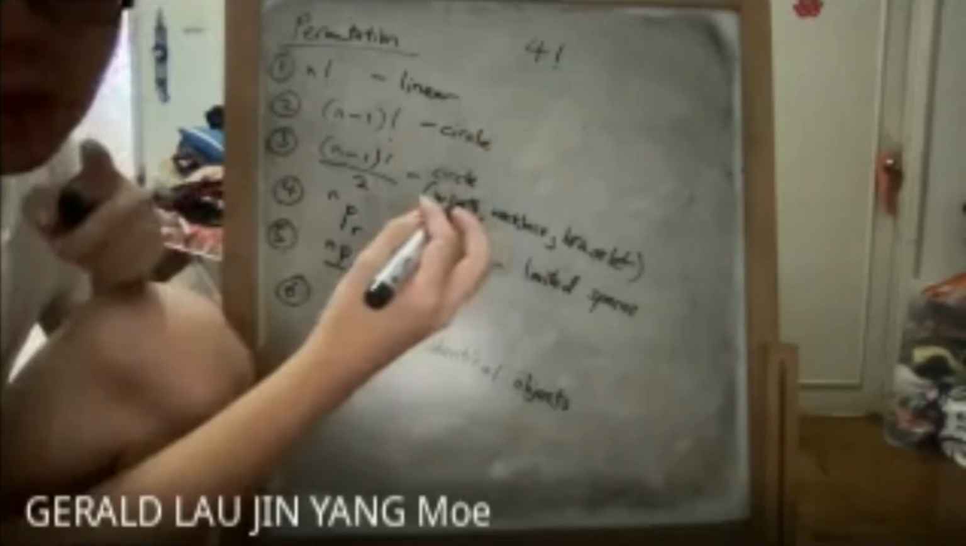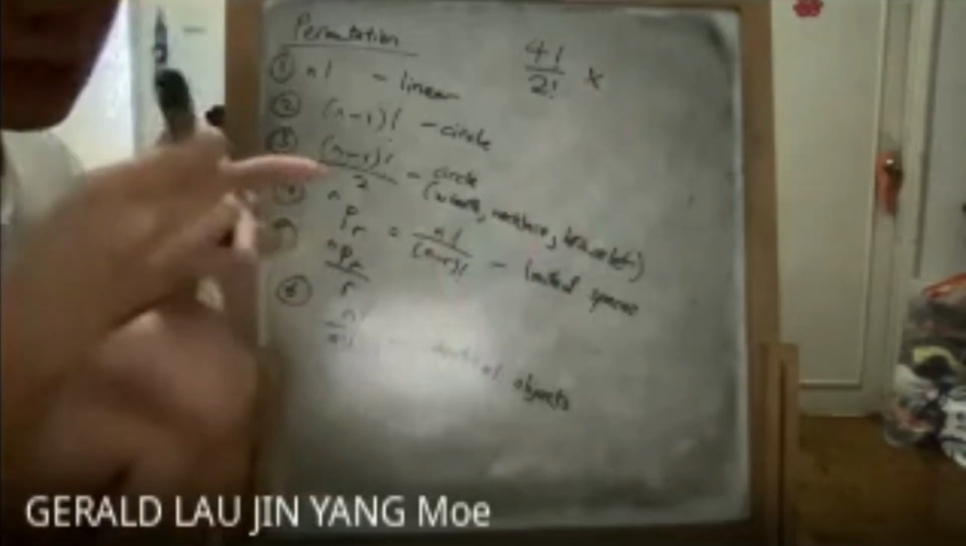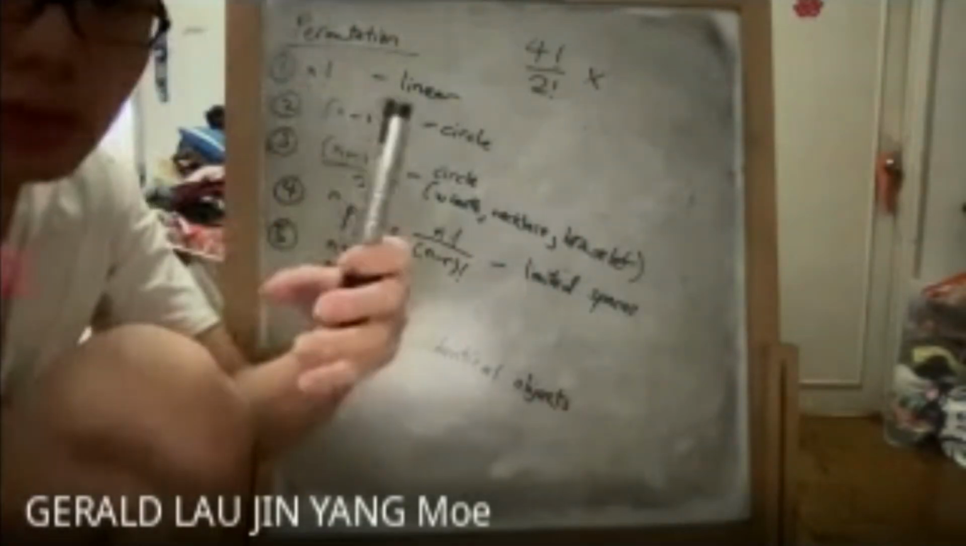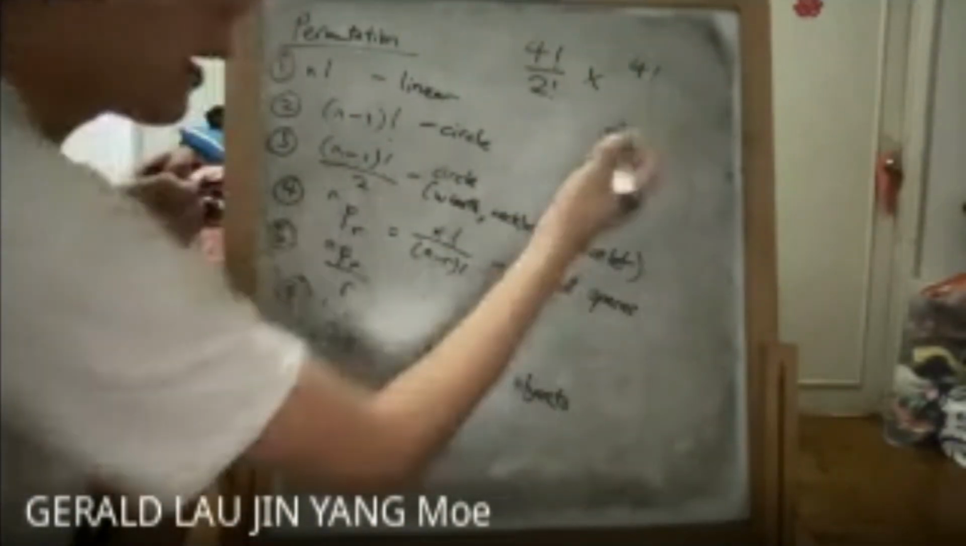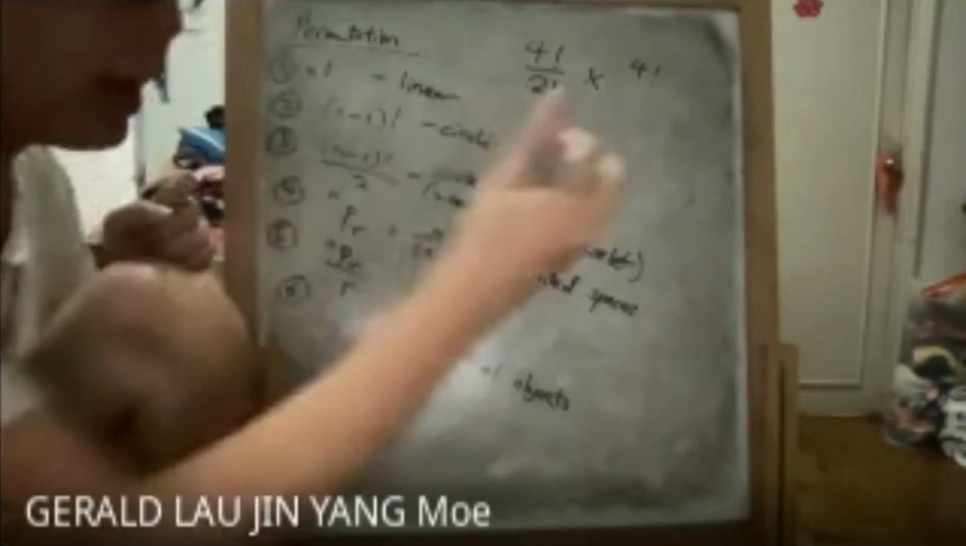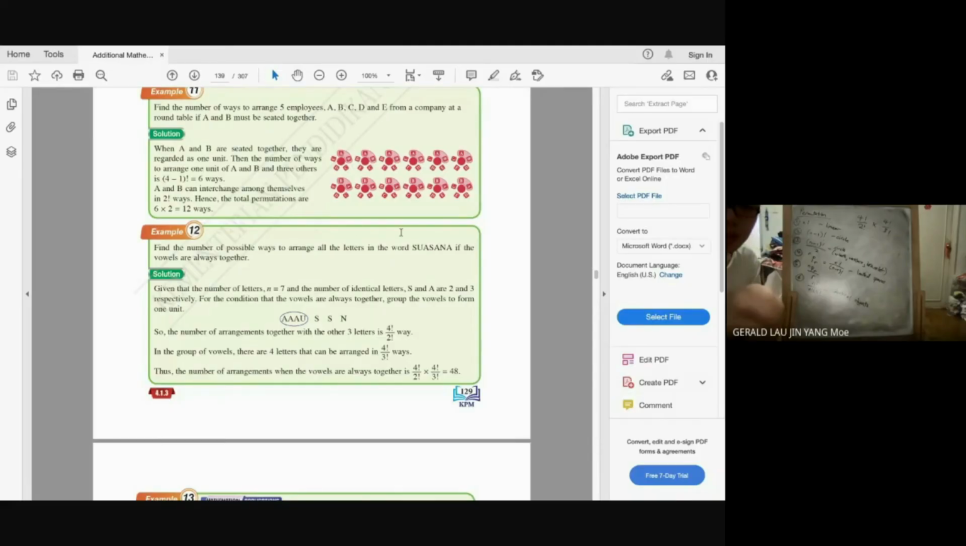But remember you have identical objects, you have 2 S's, so you have to divide by 2 factorial. Then inside the big group, the vowels can exchange between each other, so there are 4 vowels, 4 factorial, but there are 3 identical objects which are A, so divide by 3 factorial. Can you understand this example? Always start with the group first. You have 4 groups, but you have 2 identical objects, S, and then inside the big group, you have 4 objects, but 3 identical A, so divide by 3 factorial. So in the end, you have 48 ways.